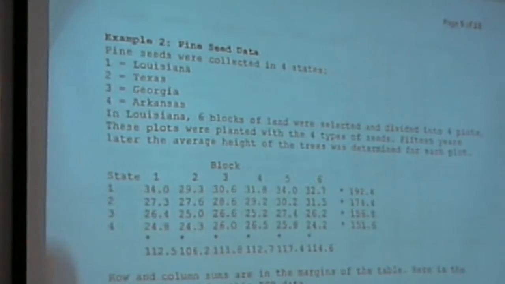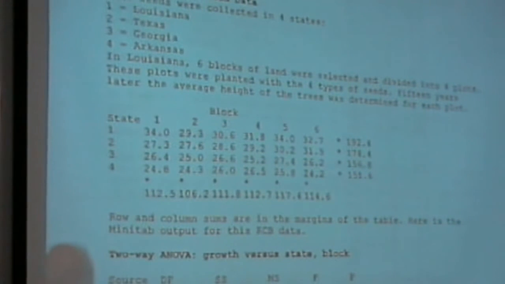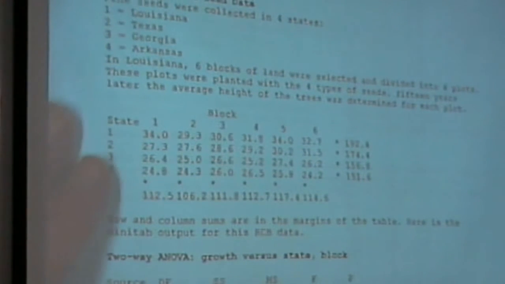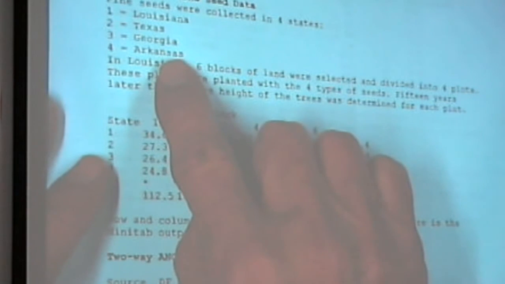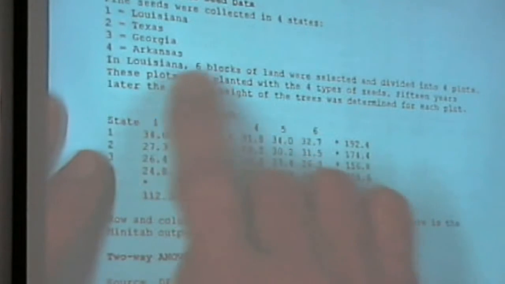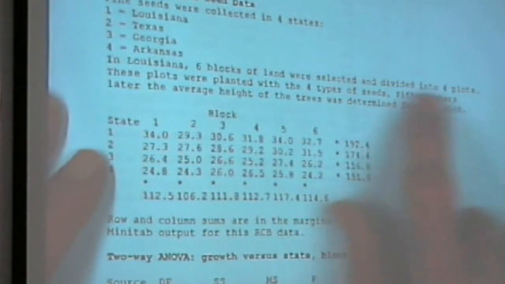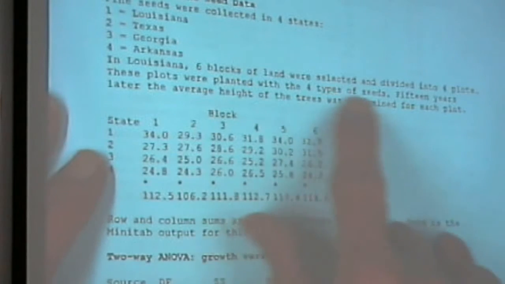Here's another example, the pine seed data on page 5. Somehow seeds were collected in 4 states, all in the southern part of the country: Louisiana, Texas, Georgia, and Arkansas. And we basically want to know whether these seeds cause trees to grow at the same rate. So what we do is move to Louisiana, and we find 6 blocks of land, and divide them each into 4 plots, and then these plots were planted with the 4 types of seeds.